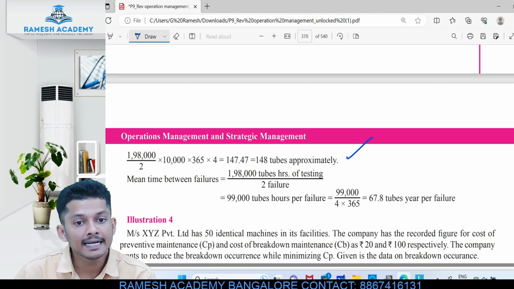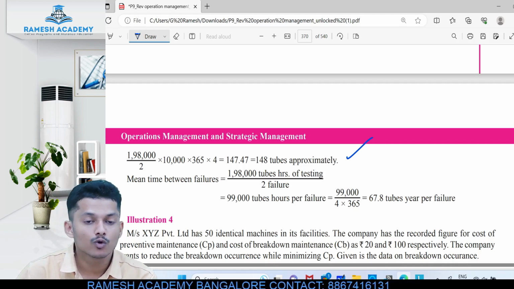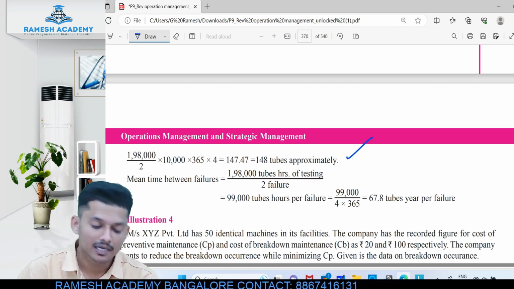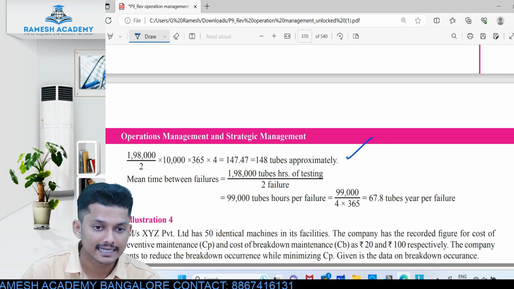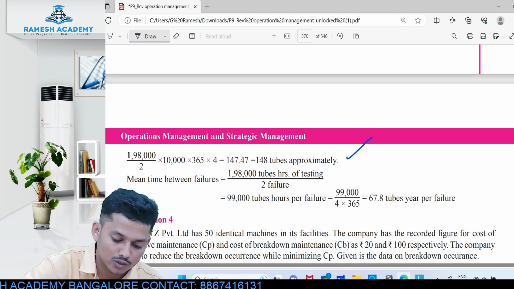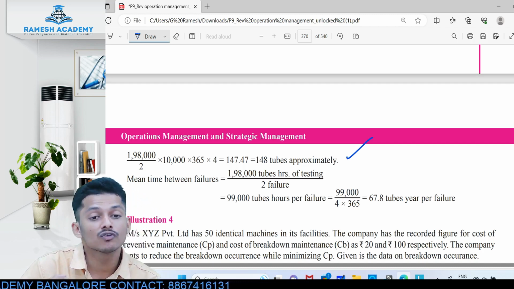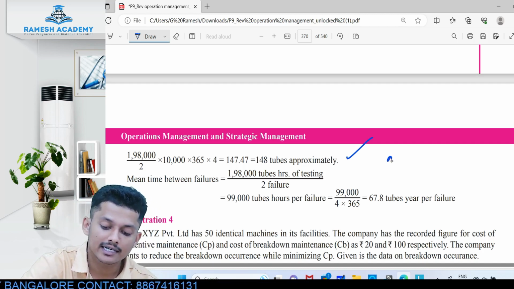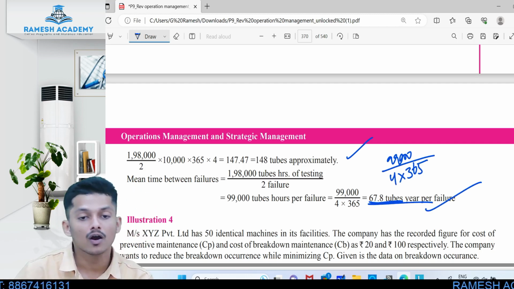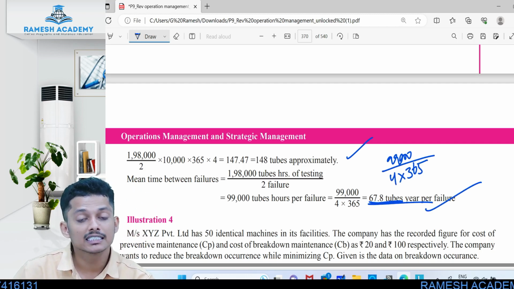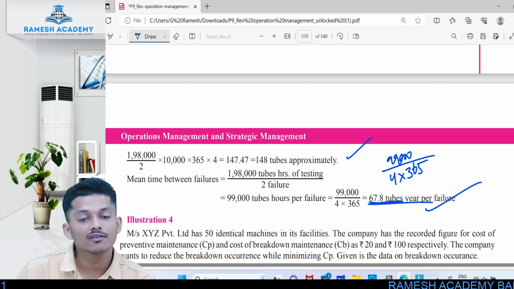Okay, then mean time between the failures. For failures you have to know the mean time. The number of failures is 2. So total 1,98,000 divided by 2 you get 99,000. So for mean time you have to go for division. Okay, that is 99,000 divided by 24 hours and 365 days. It is the mean time. On average, 67.8 tubes per year will fail.